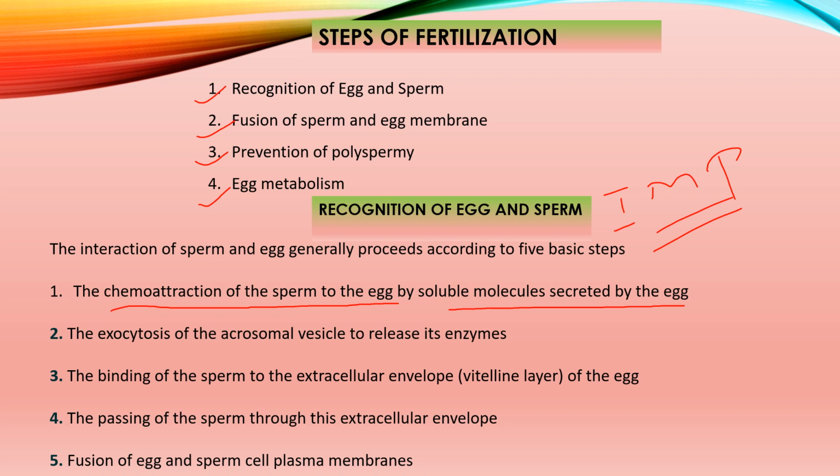Then the second step is exocytosis of acrosomal vesicle. The third step is the binding of sperm to the extracellular envelope of egg. The fourth step is passing of sperm through this extracellular envelope, and the fifth step is the fusion of the egg and the sperm cell plasma membrane.